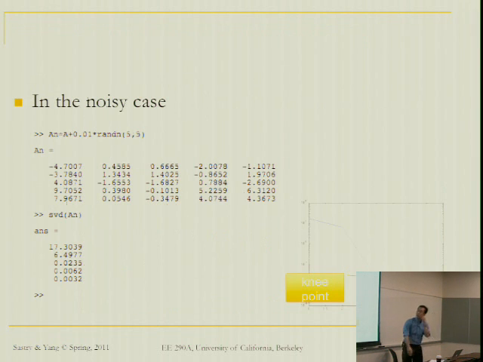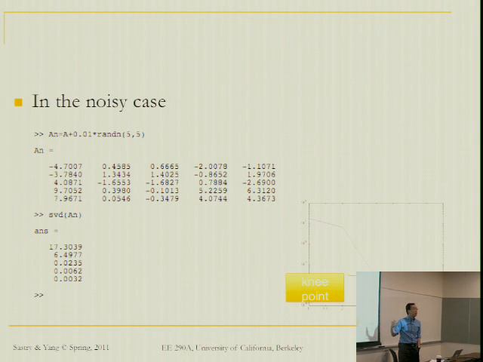However, the picture is not that clear once you add noise in your data set. In this case, I just copy the same A matrix from the previous slide, okay? And then I add some very small perturbation on the coefficients of the A matrix. That becomes a new matrix, AN, okay? Now I'm going to call the command SVD here. And you can see that although the leading 2 singular values are still very close to the previous ones, the last 3 singular values are not zero anymore.